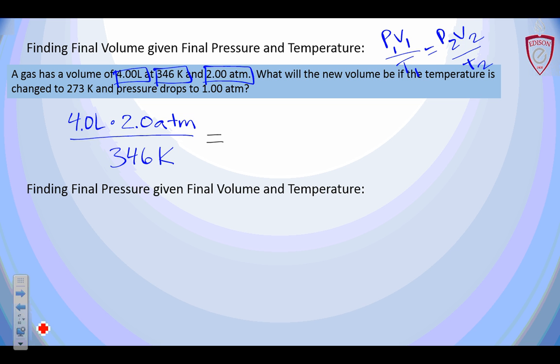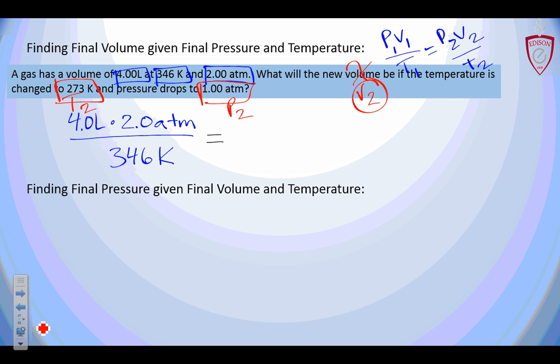What will the new volume be? New volume V2, well, that's going to be X. We're going to solve for that. That's what we want to know. Temperature's changed to 273 Kelvin and pressure drops to 1 atmosphere. So those are my P2 and T2.